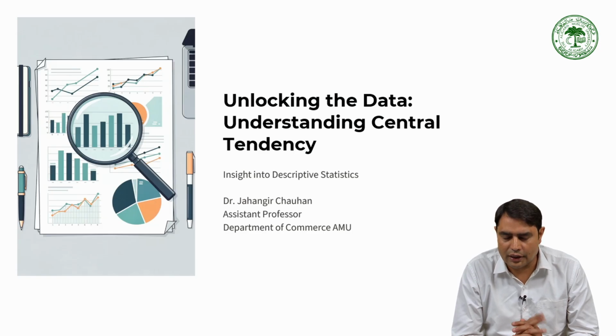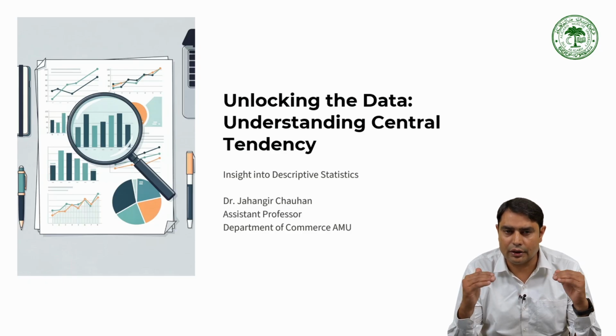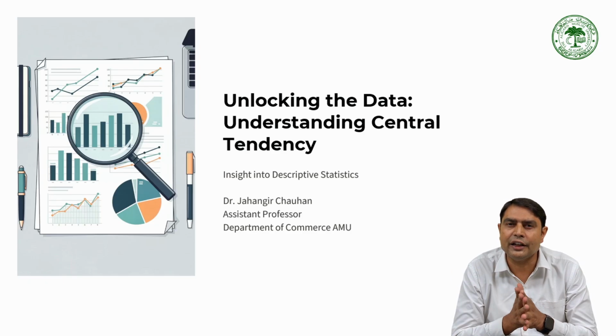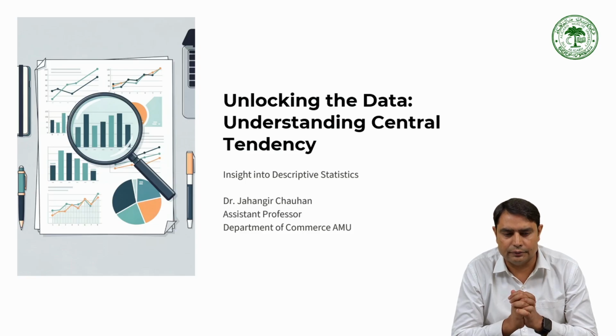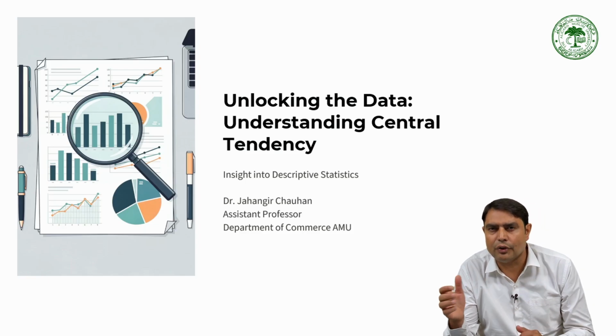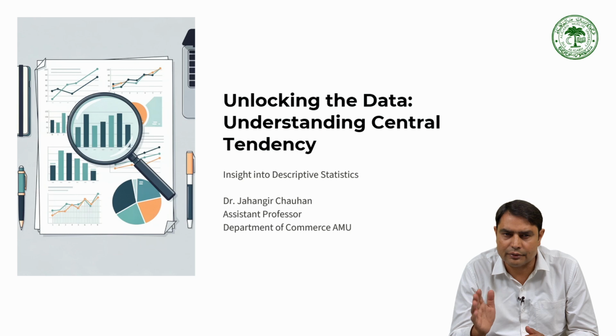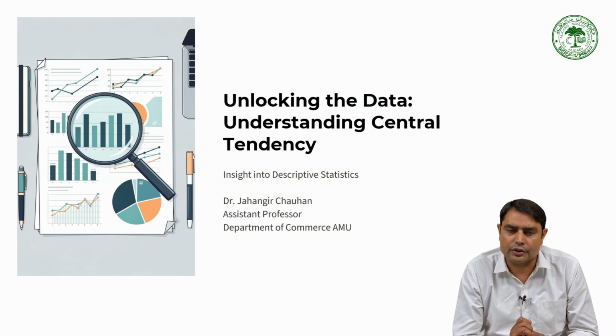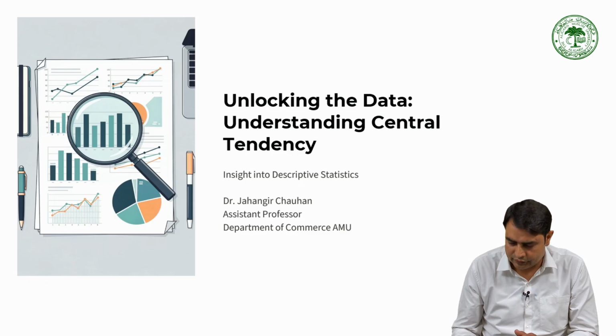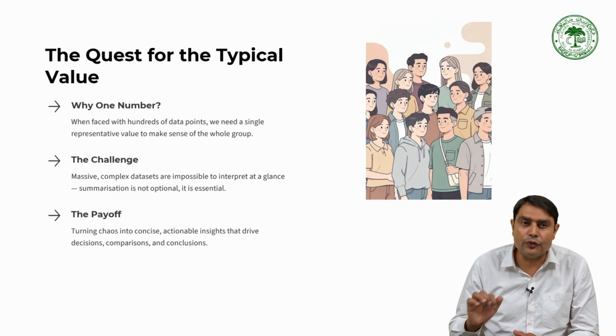Central tendency, as we have just discussed, can be segregated into three different forms, like three different observations. One is mean, median, and then mode. So let us move ahead.